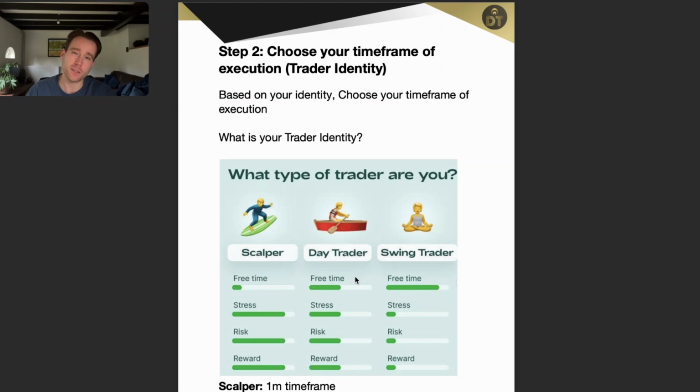As a day trader, it's more in the middle. You have some form of free time. You're at a 5-15 minute time frame. You have less stress than a scalper, but also less risk, less reward.